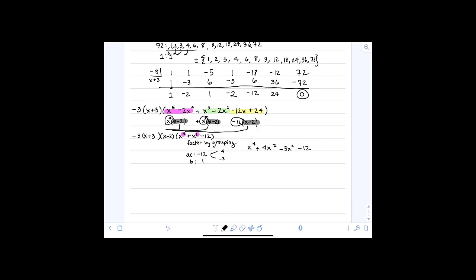Okay, now notice I have not changed my original polynomial. Okay, and 4x squared and negative 3x squared still adds to 1x squared. So I didn't make anything up here. I just wrote it differently. And now check it out. I have pairs of terms again.